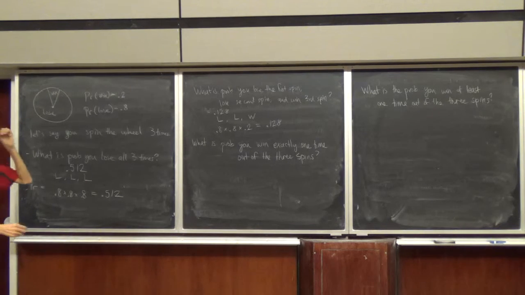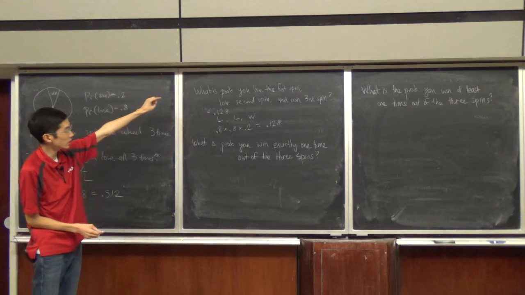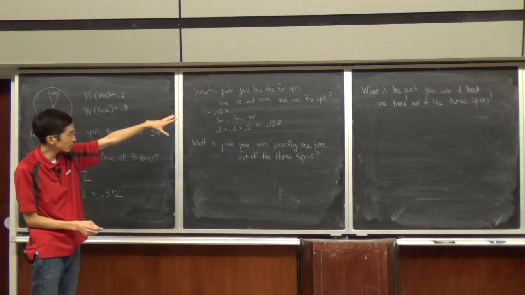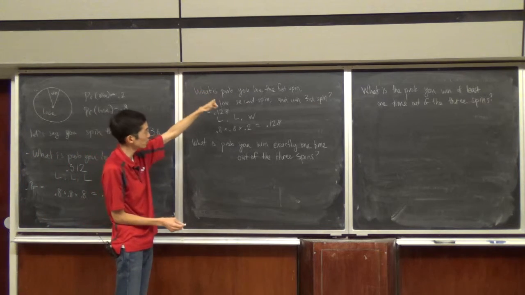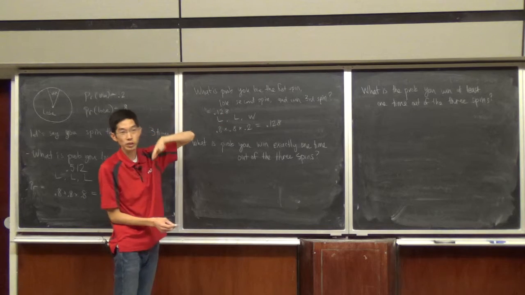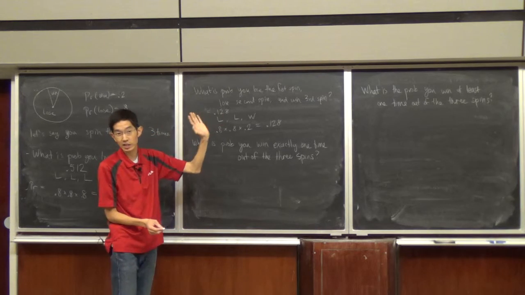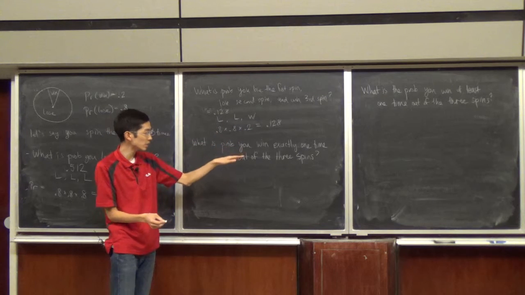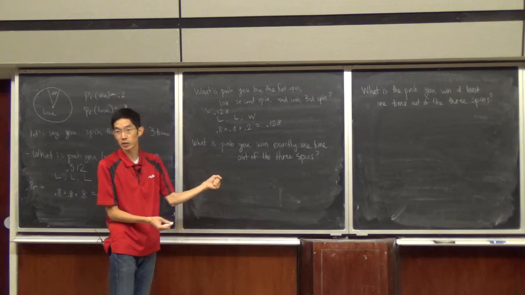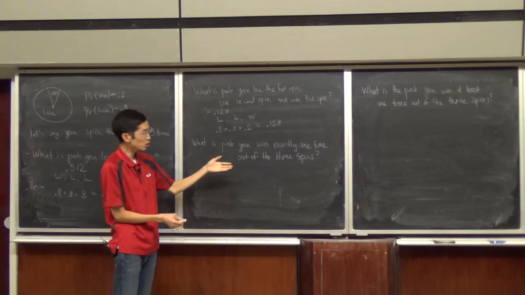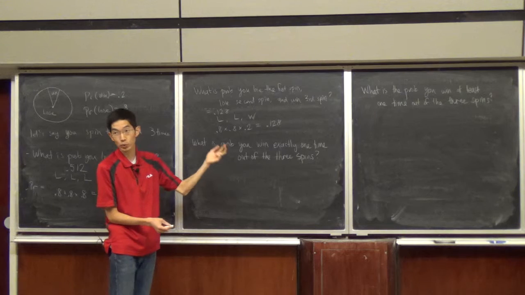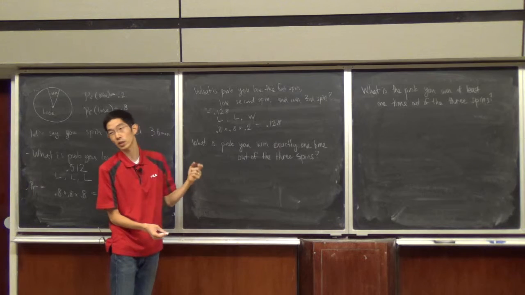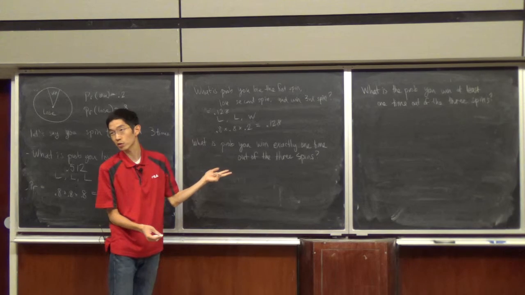Okay, the third example is a little tricky, all right? So this example and this example sound similar, but they're a little different. This one says, what is the probability you lose the first spin, lose the second spin, and win the third spin? So we're given an exact sequence of events. Here it says, what's the probability you win exactly one time out of the 3 spins? Okay? So in this situation, you still have to lose twice and win once. But we don't care if you win it on the first spin, the second spin, or the third spin.